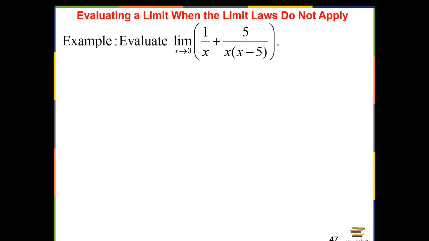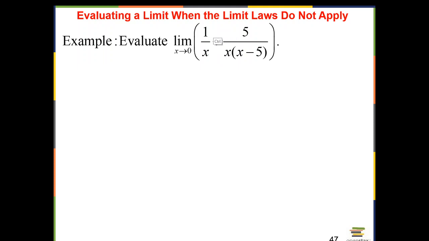What about this one? Well, in this case, we are not going to be able to use the limit laws. Why? Because this limit doesn't exist. When you substitute 0 here, it doesn't work. And here either. So that means limit laws don't apply here. Because remember, the condition to use limit laws is that the limits actually exist. And here they don't exist.